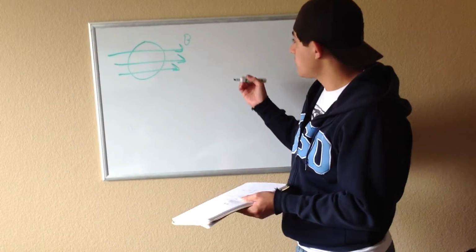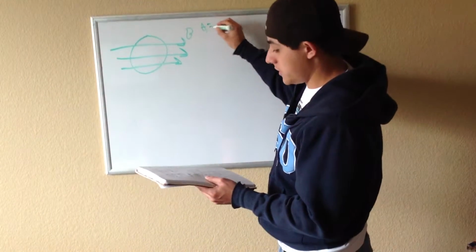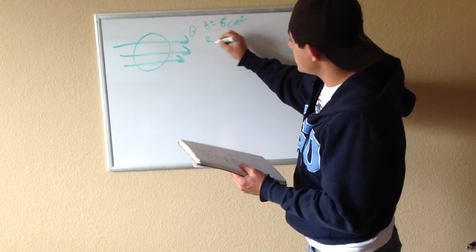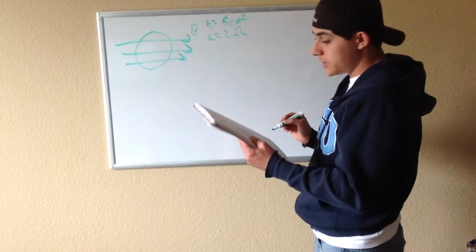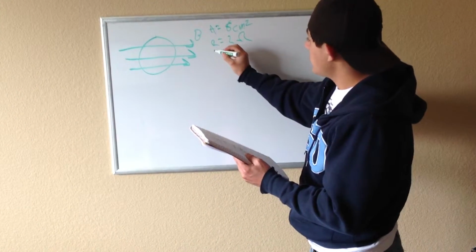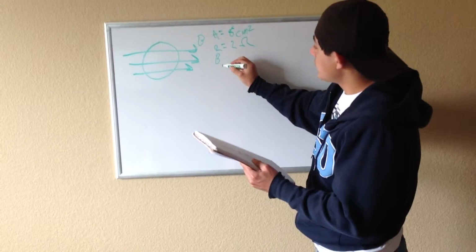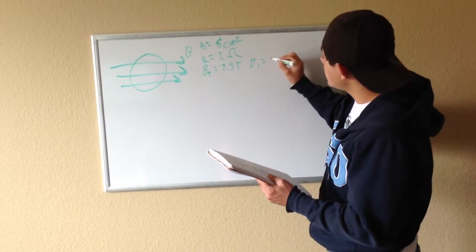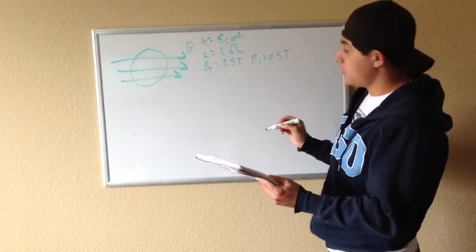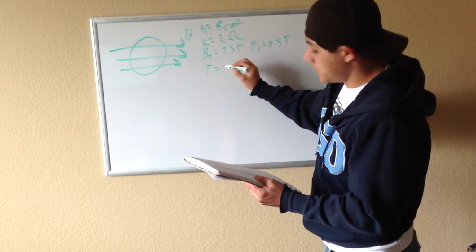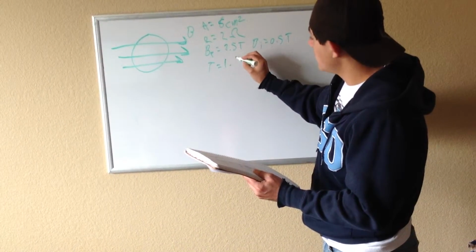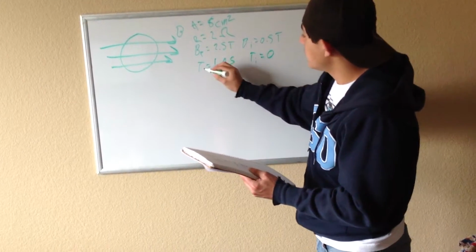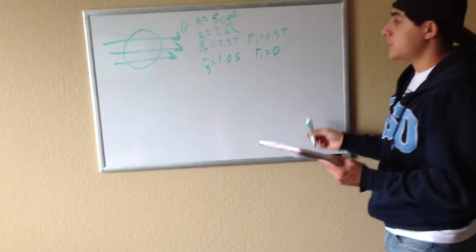So some real quick variables. We have the area, which is equal to 8 centimeters squared. Then we have the resistance of the loop, which is equal to 2 ohms. Then we have B field final, which is equal to 2.5 Tesla, and B initial, which is equal to 0.5 Tesla. Then we have the time. Time final is equal to 1 second, and time initial is equal to 0 seconds. This was asking us to find the total electromotive force.